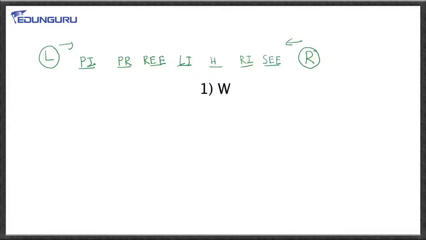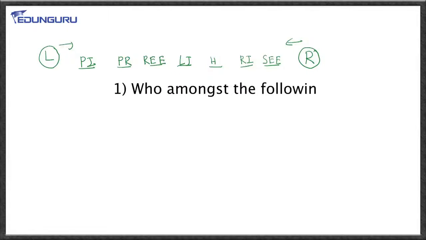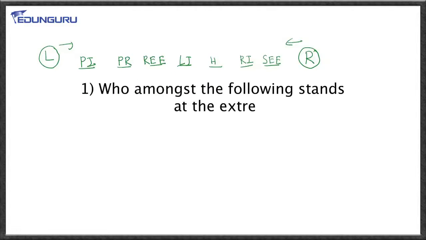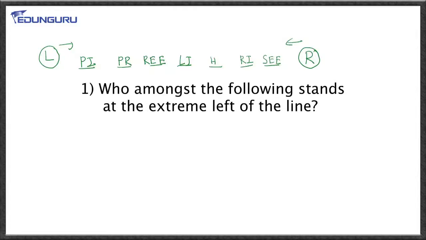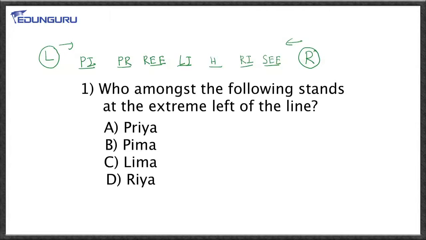Everything clear on the arrangement? Yes, sir. So let us go into the questions. Question 1 says, who amongst the following stands at the extreme left end of the line? At the extreme end of the line, you have Pima, which is option B.